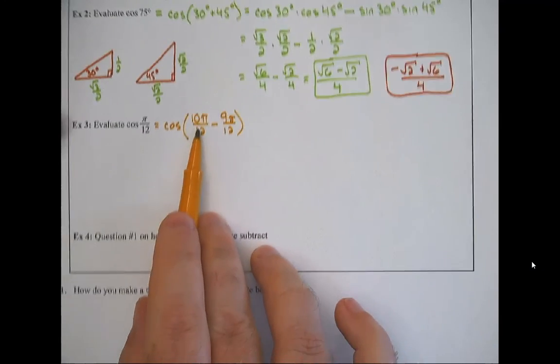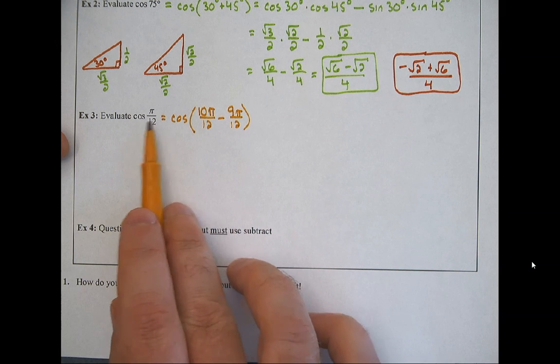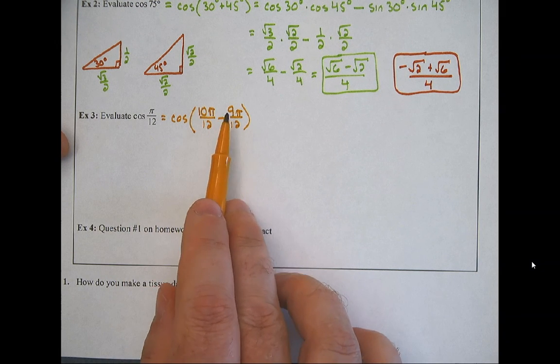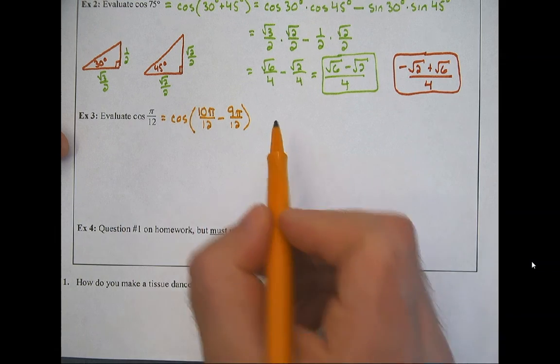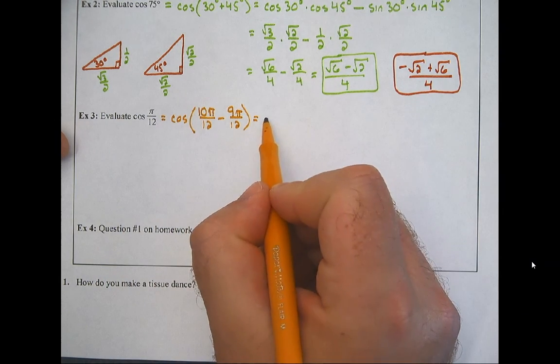First of all, is that equivalent to what we had before? Is this still the same? Do these have the same value? Yeah, 10 minus 9 is 1 pi over 12. So what's the point? Why did we do this? Because I can now reduce this.